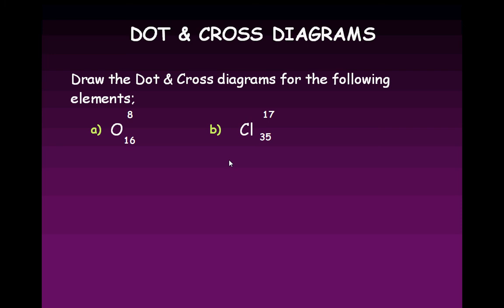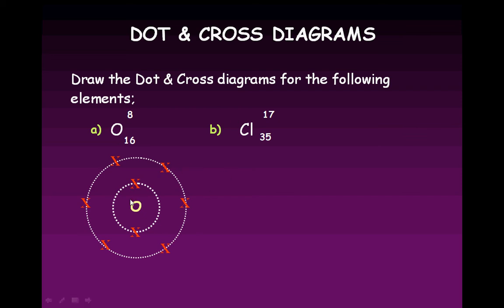Okay, so these are 2 of the same ones from the other page, but this time I wanted you to draw them. Oxygen, again, would have 8 protons and 8 neutrons in the middle. It would have 2 electrons here, and then 6 more here, to make a total of 8. So 8 electrons going in orbit.